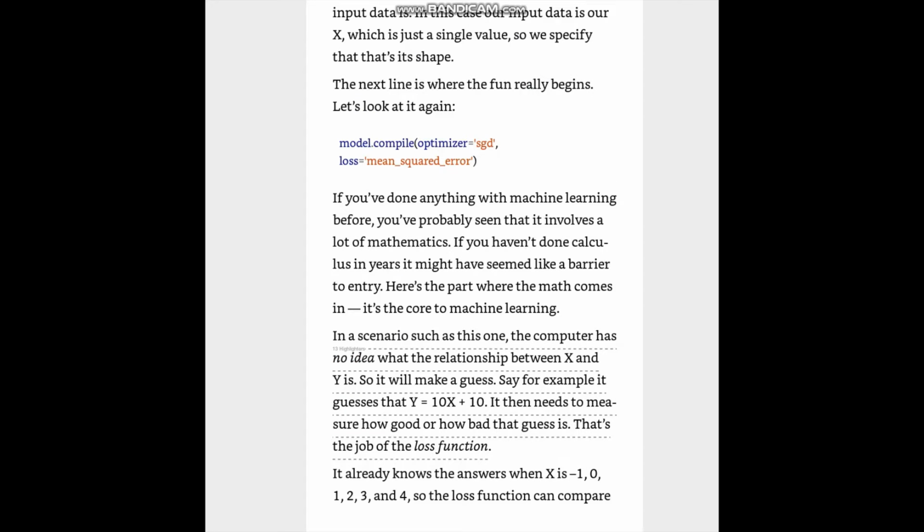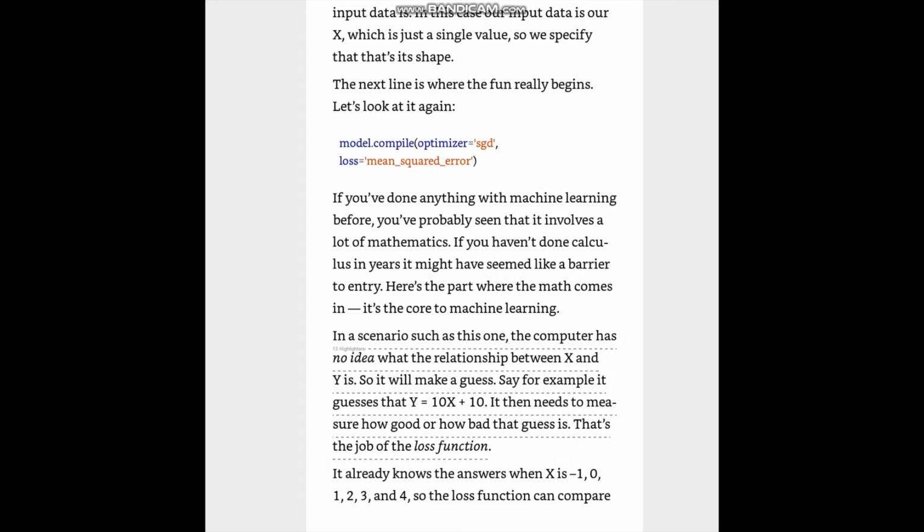Finally, we compile our model with model.compile. We provide an optimizer and a loss function. So if you actually want to understand the scenario, here's another scenario. The computer has no idea what the relationship between x and y is. So we're just giving it raw data and we're asking the computer to suggest what kind of relationship is between x and y. So we're providing x and we're providing y. We're giving it the question and the answer, and we are asking what are the rules.